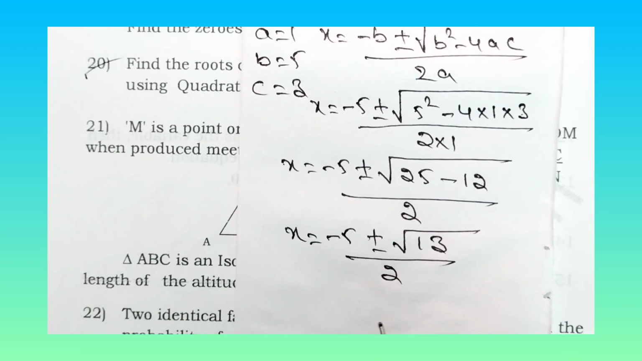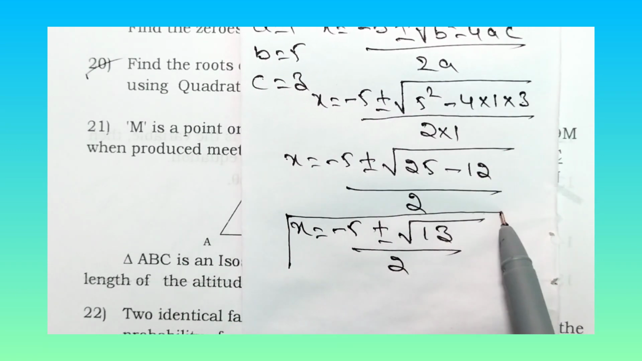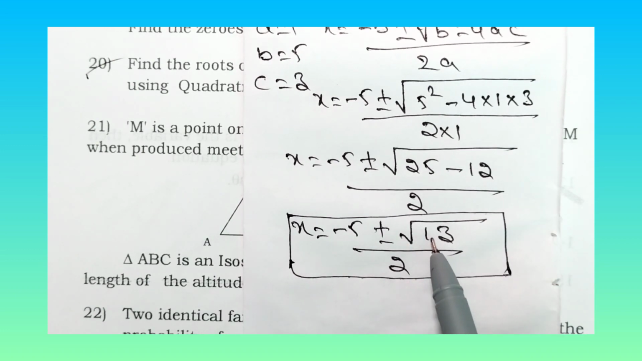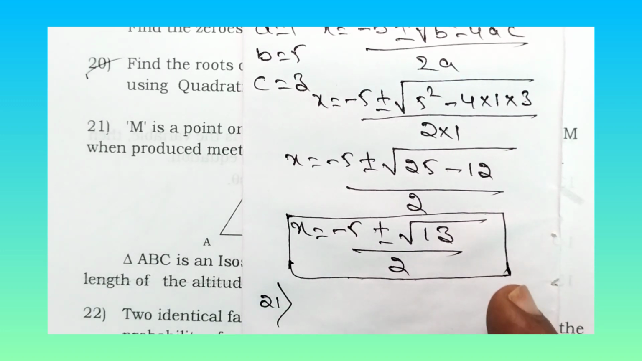Further we cannot simplify this because root 13 is not a perfect square. Therefore, the solution for this question, or the roots of the given quadratic equation, is x is equal to minus 5 plus or minus square root of 13 divided by 2. So like this we have to find out the solution for the 20th question. Now let us move to the 21st question.